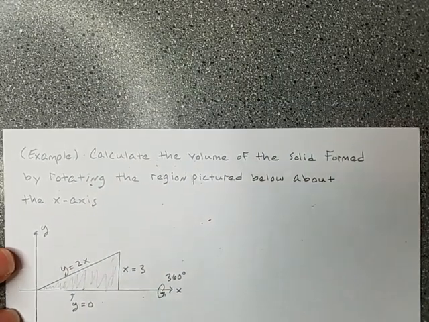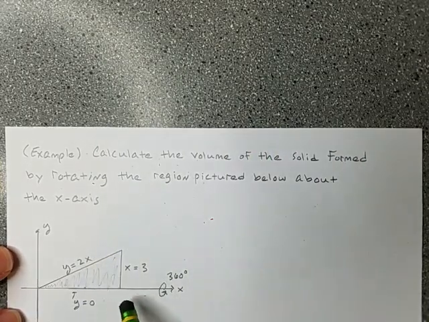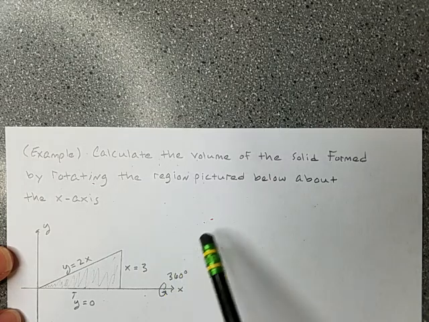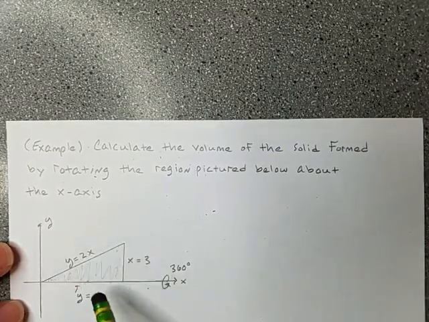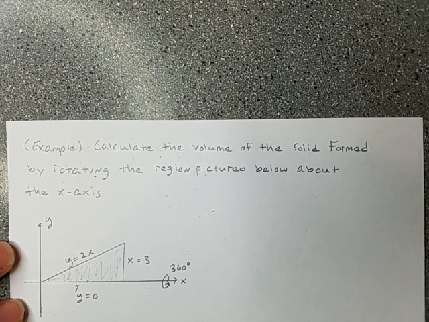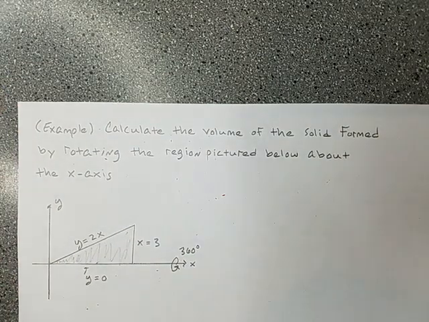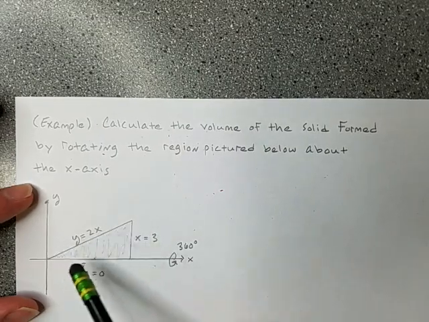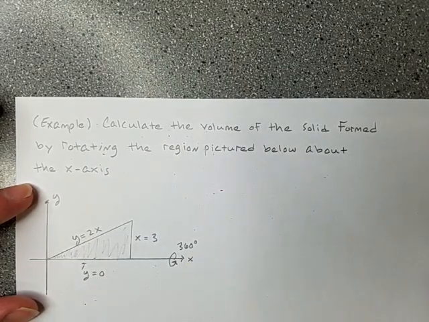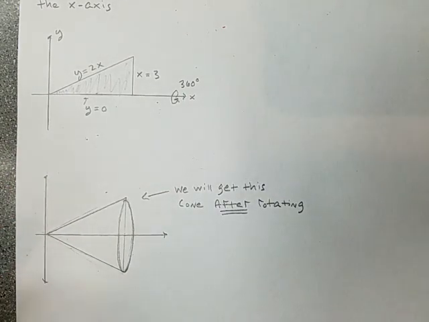So suppose we want to calculate the volume of the object formed by rotating this region right here about the x-axis. So that triangular region, I want to rotate it 360 degrees around the x-axis. Okay, calculate the volume of that. Well, to take the mystery out of it, if I took this triangular space and rotated it 360 degrees around the x-axis, I would get that cone, right? It would be like that.